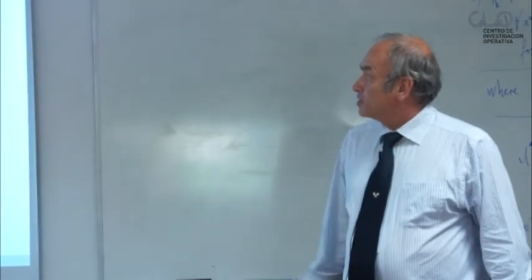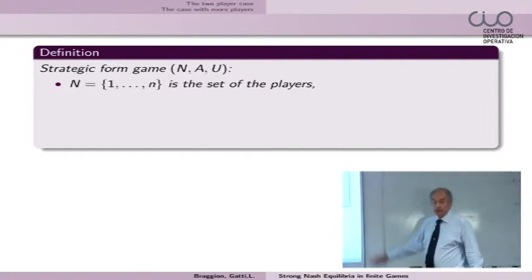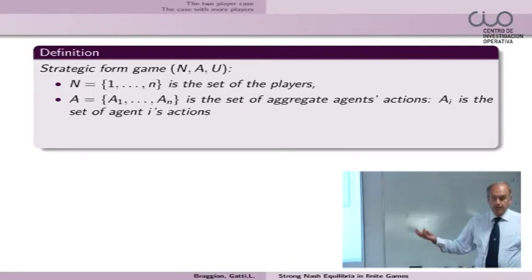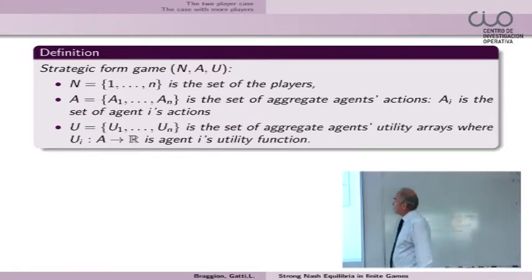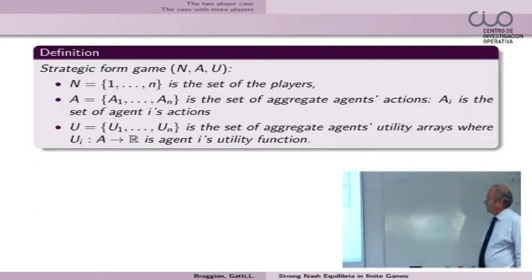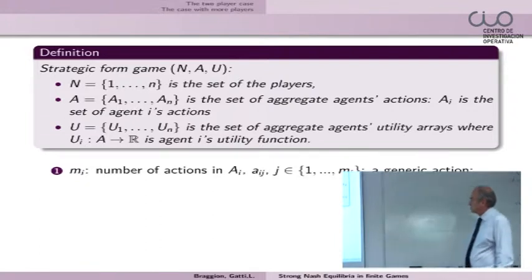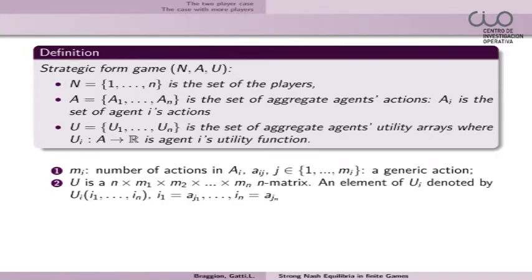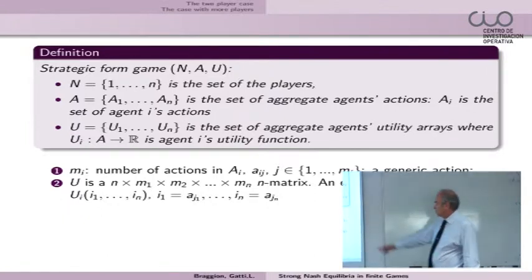Okay, let me give you some definitions. This will be the only ugly transparency. The point is that I'm using more than two players, but if you want, you can think of two players, and notation is much simpler. So I have n players, and I have the actions of the players, and I have the utilities of the players, and I just use these numbers, which are not important. What is important is to consider the simplex of the mixed strategies of the players and the utility function of the players.